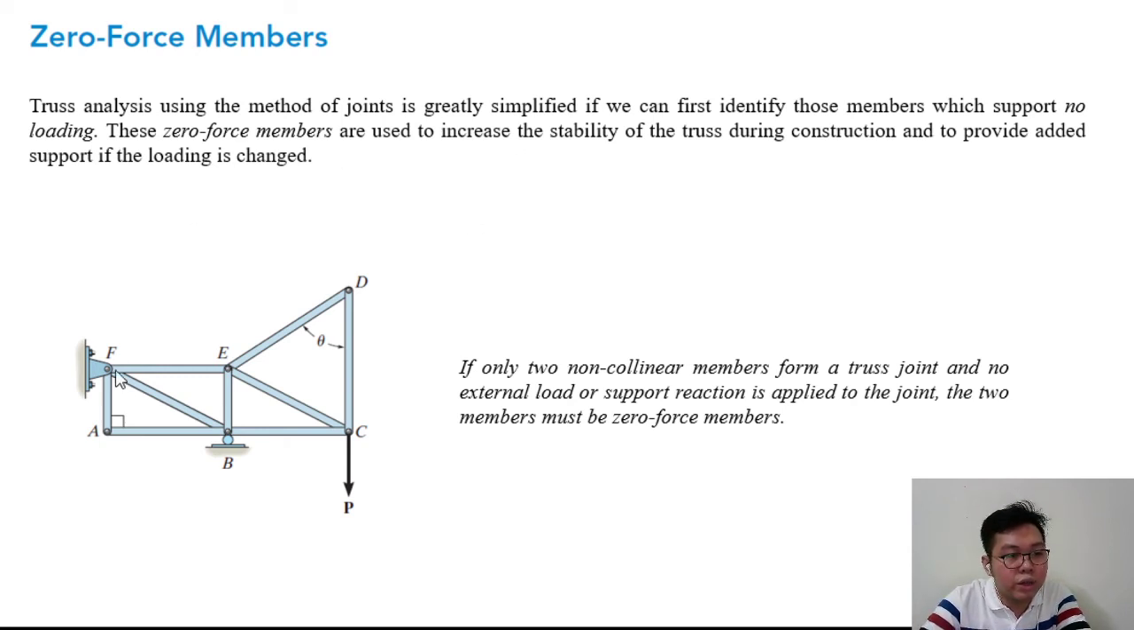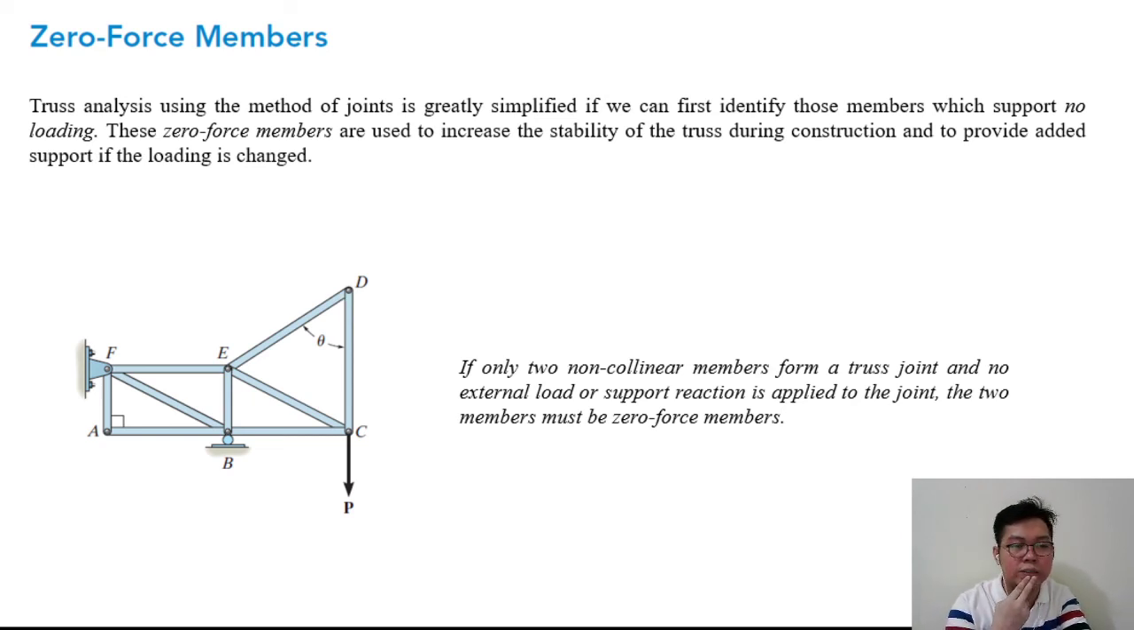So, consider joint F. Ilan yung members? 3. Hindi na pwede. Now, consider joint E. Lalo na, 4 yung members sa joint E. Consider joint B. 4 din. Hindi pwede. Joint C, 3 din. So, hindi din pwede actually. So, again, tingnan nyo yung joint D. Ilan yung members sa joint D? 2. Diba? 2 yung members sa joint D.